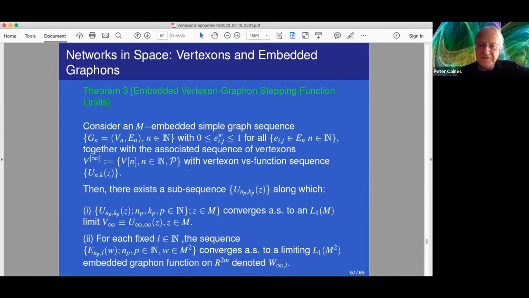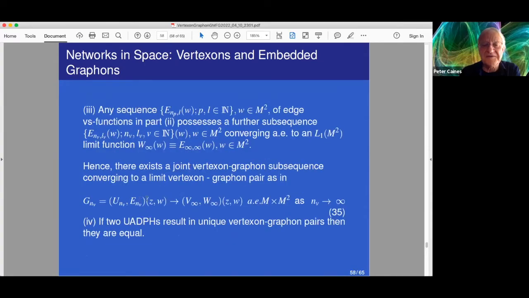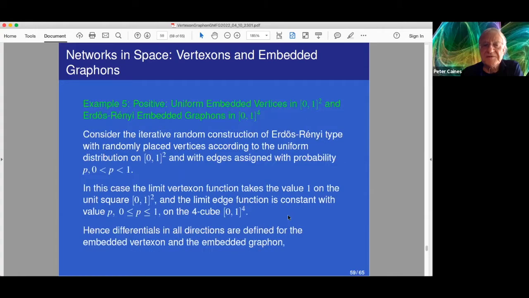Okay, now you run through essentially the same argument, but we start off on our (V_n, E_n) sequence. You start off along the sequence that has converged to one of the limits you know exists for the vertexon. So you've chosen that sequence, and then you repeat this row and column argument that you saw just now for the vertexons. Repeat that for the edge stepping functions, and that gives us a double limit object, so that we have a sequence such that the stepping functions for the vertices and for the edges will jointly converge to a function on m cross m squared. Okay, and we have the same uniqueness result.